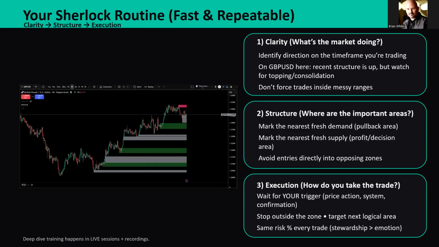And then we've got clarity, structure, and then our execution. Sherlock doesn't enter your trades. You do. Sherlock does not enter your trades. You do. So you need to wait for your trigger. You need to place your stop outside the zone. Your target is the next logical area, and then keep your risk consistent. I would, again, say 1% per trade, no more, no less.